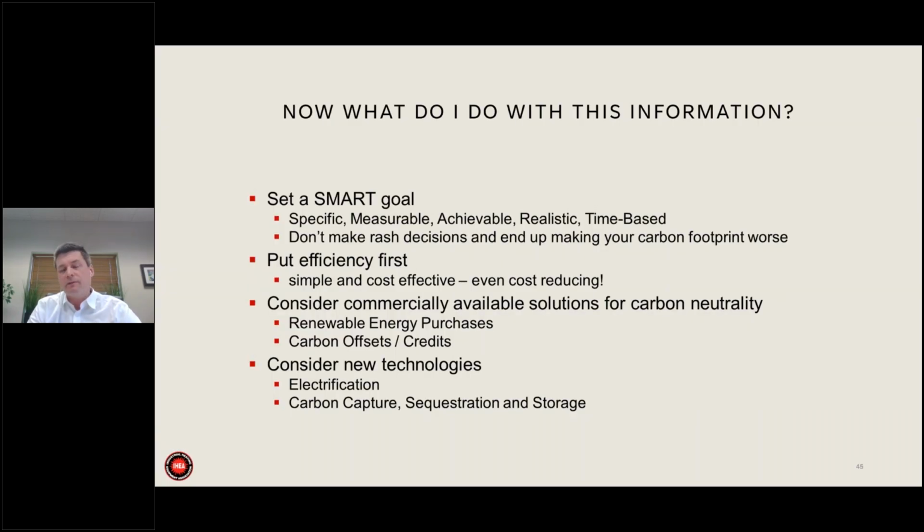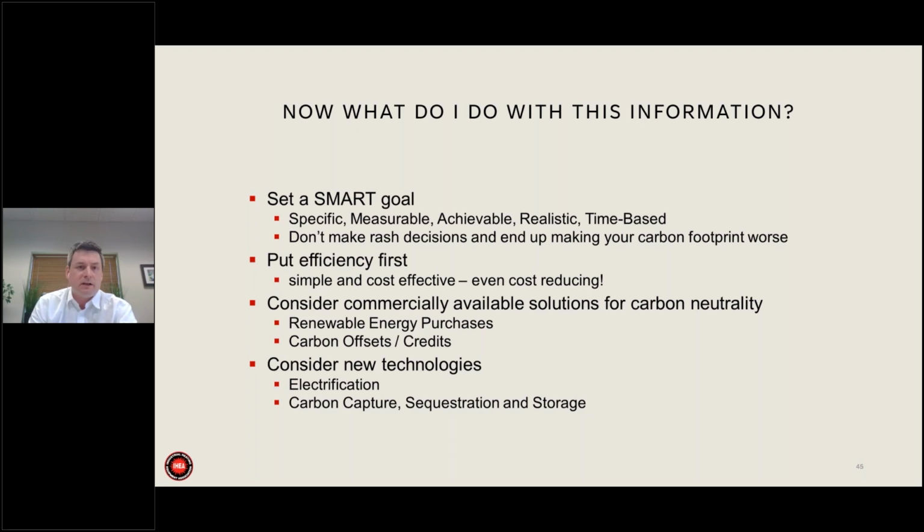So what do I do? First, I'll set a SMART goal, something that's specific, measurable, achievable, realistic, and time-based. Tell yourself, okay, by 2035, I'm going to reduce my carbon emissions by 25% and set about doing that. Honestly, some things make that a really easy goal to achieve if you take a look at efficiency. If you put efficiency first, you can reduce your carbon footprint by a lot.